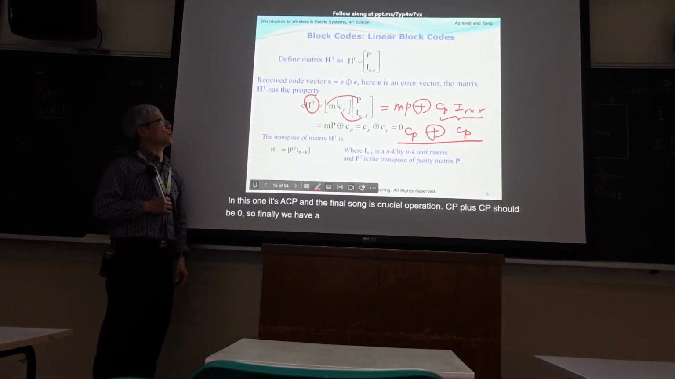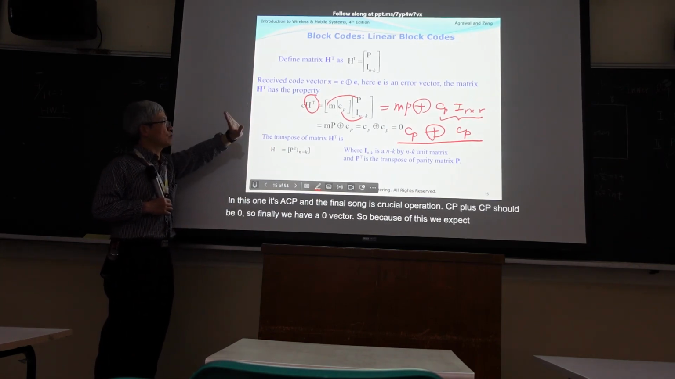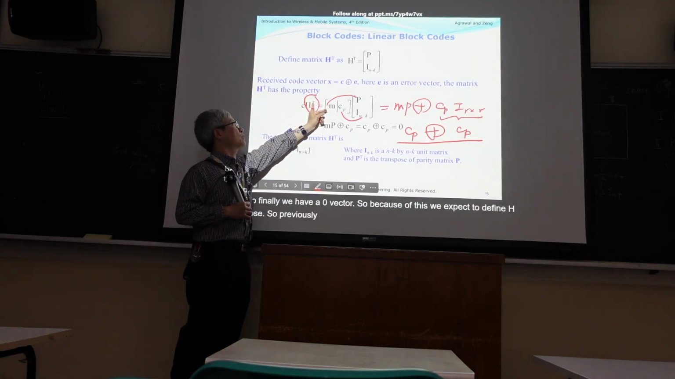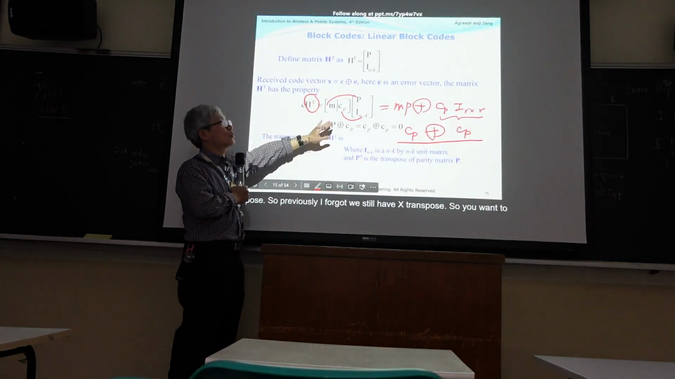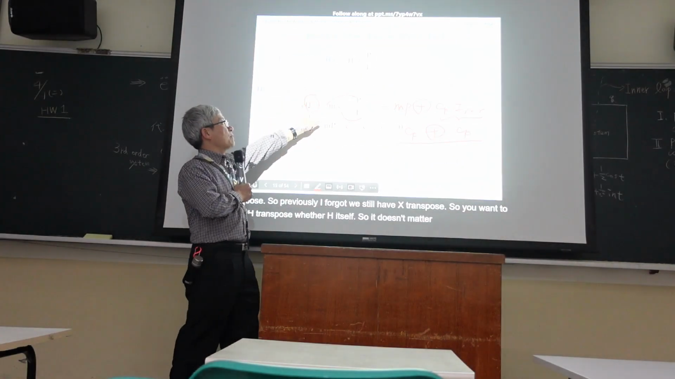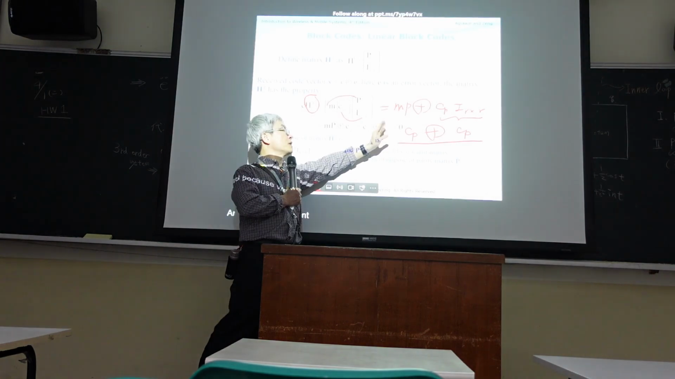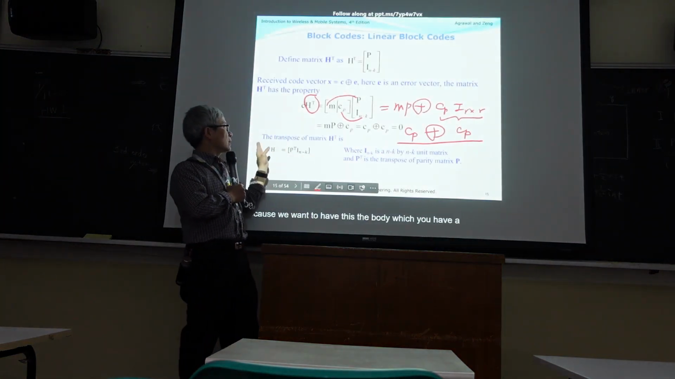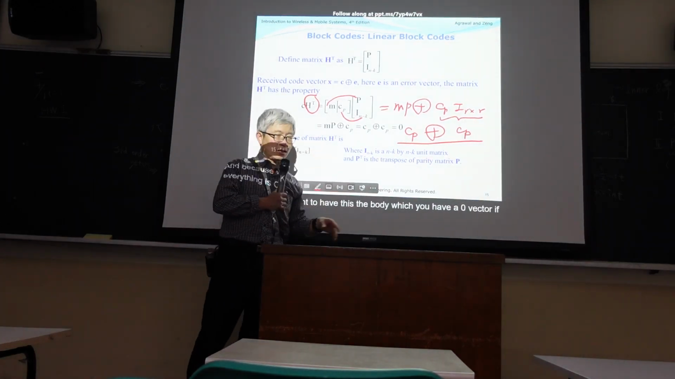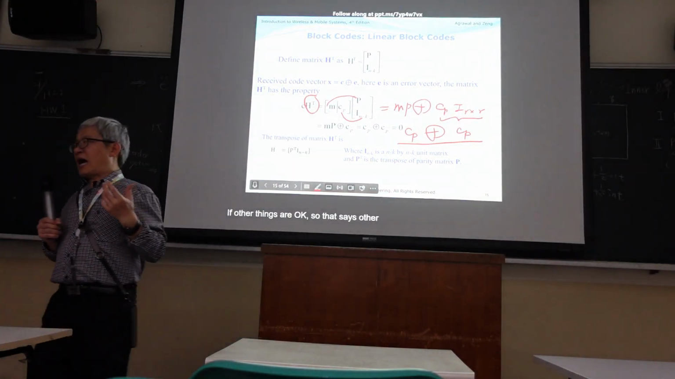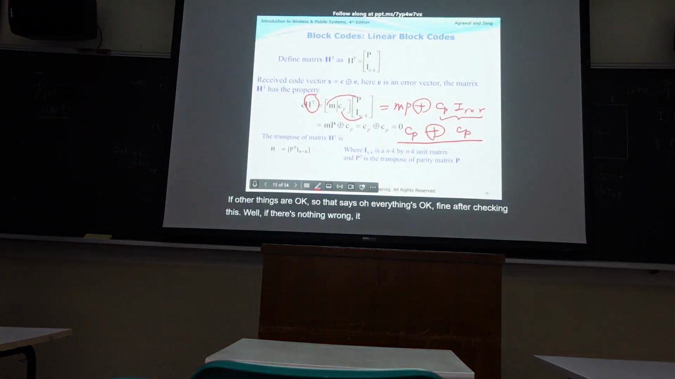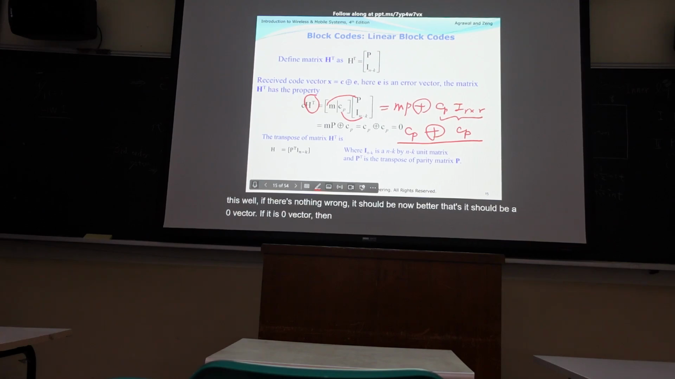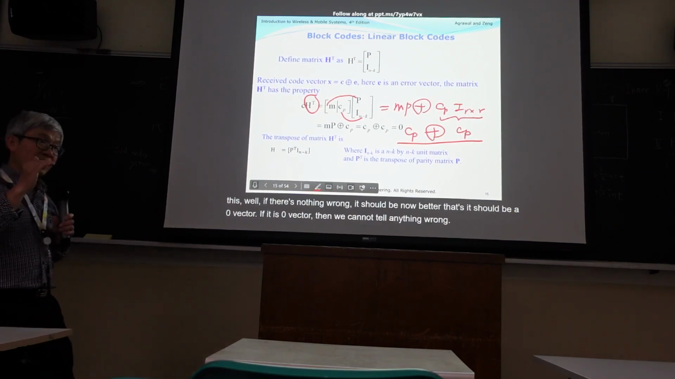So because of this, we expect to define H transpose. Previously I forgot, we still have H transpose. Finally, we want to know H transpose rather than H itself. So it doesn't matter, we want to have this. And because we want to have this, finally we should have a 0 vector if everything is okay. After checking this, if nothing is wrong, it should be a null vector, that is, a 0 vector. If it is a 0 vector, then we cannot tell anything wrong.